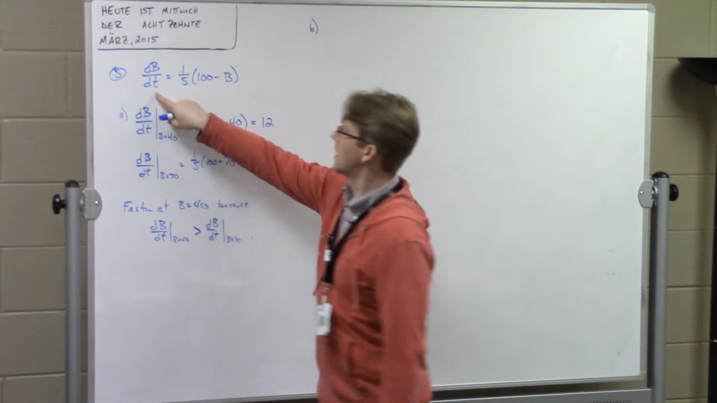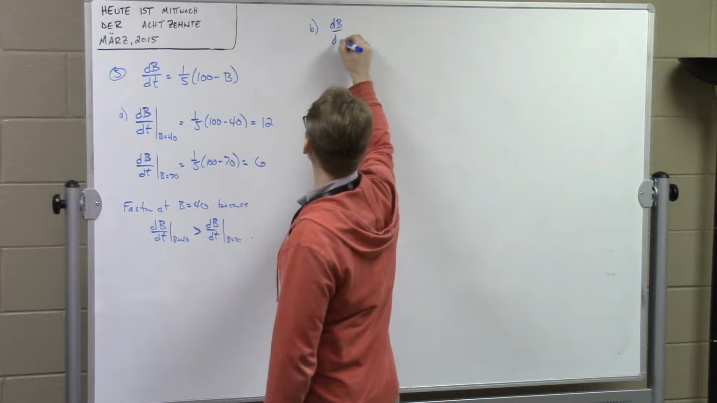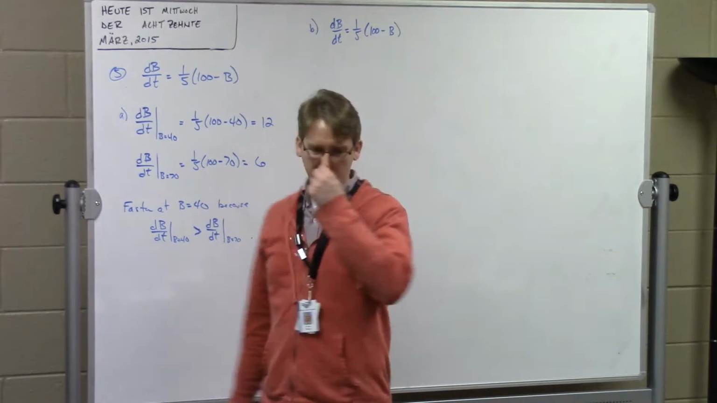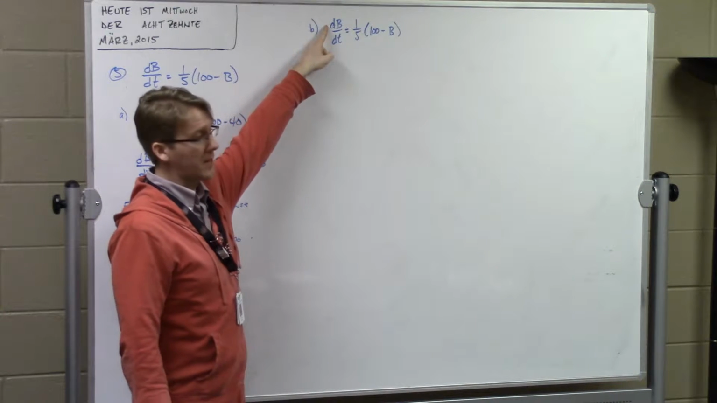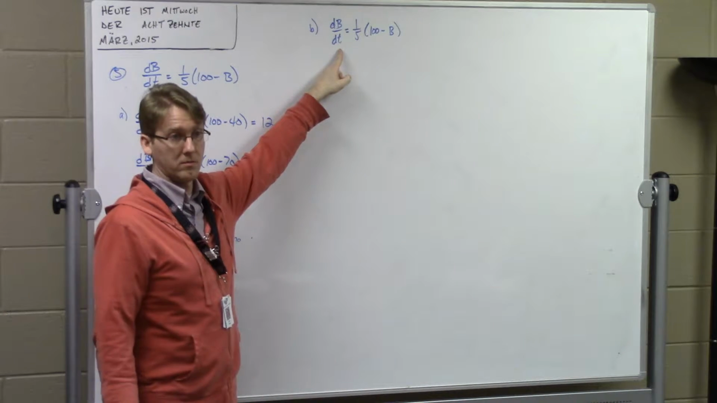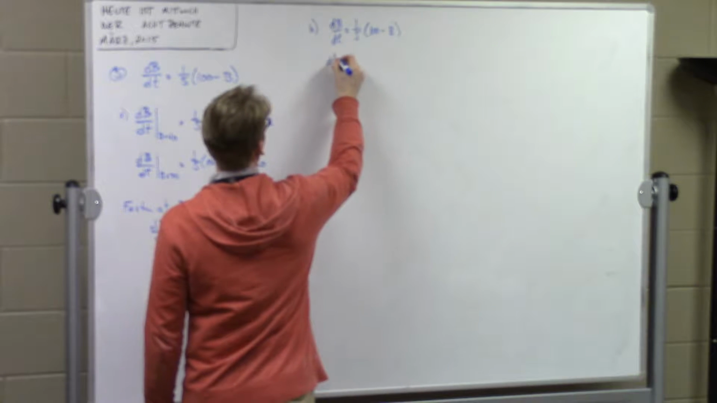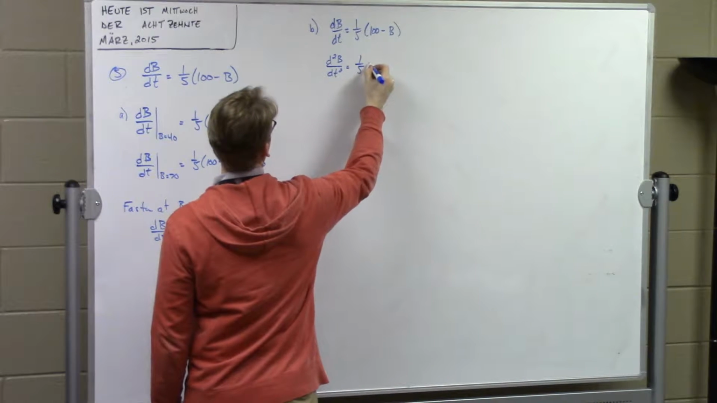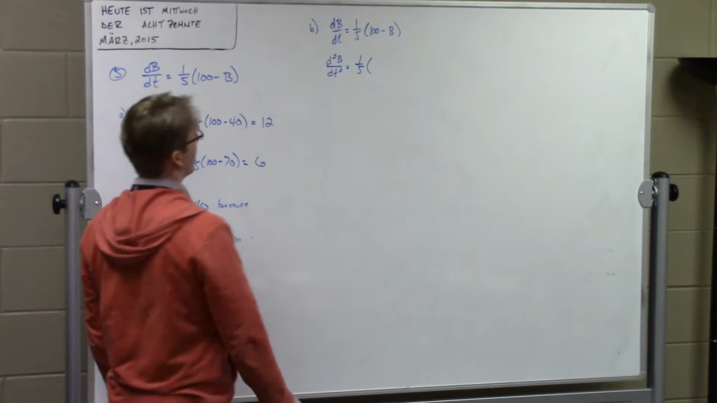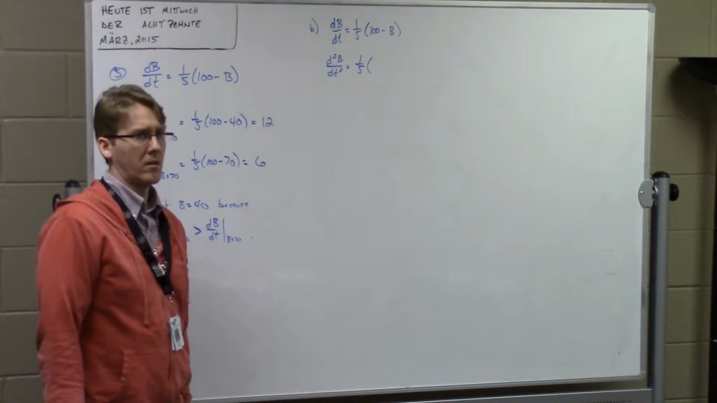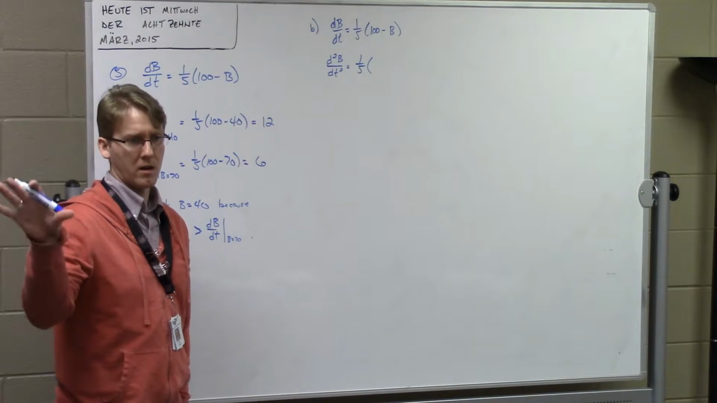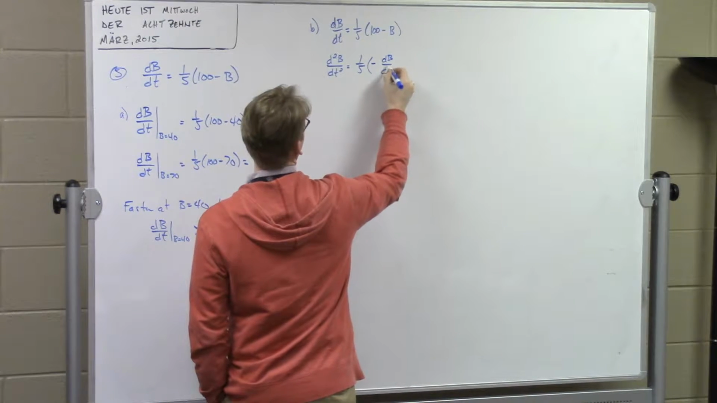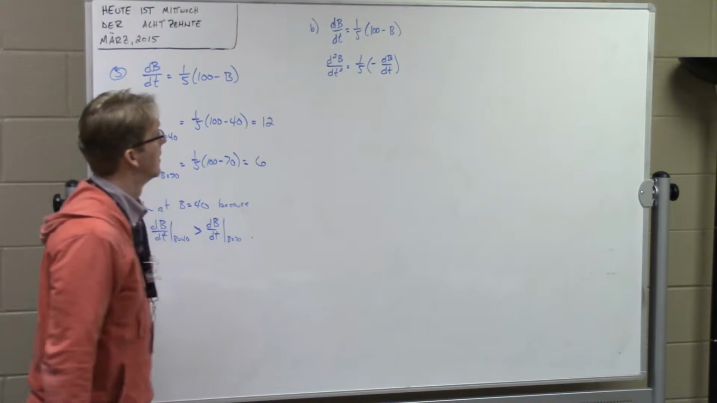So they basically want me to take the derivative of this. We have dB/dt is equal to 1/5 (100 minus B). Look at this, B is the name of the function and T is the variable. So the second derivative of B with respect to T is 1/5 times the derivative of 100 minus B. Well, the 100 goes away. Negative 1 dB/dt. Good.